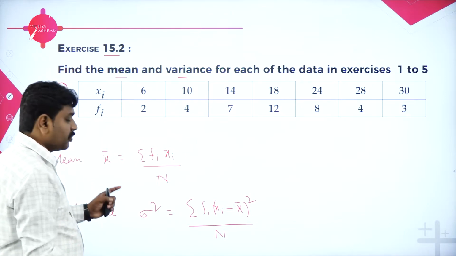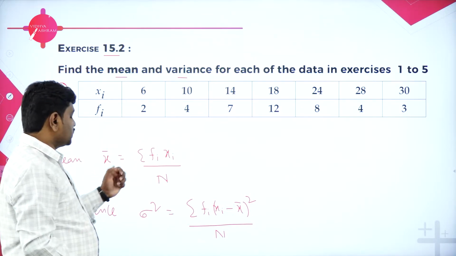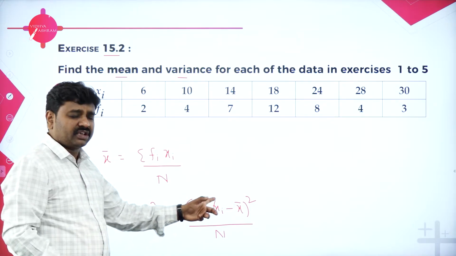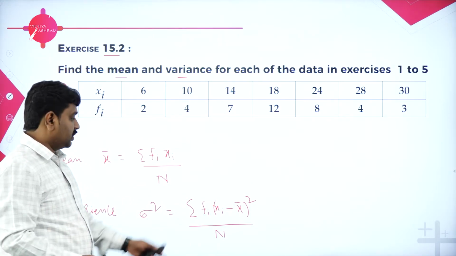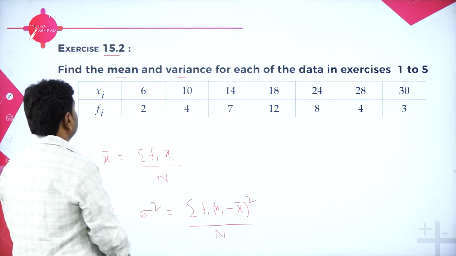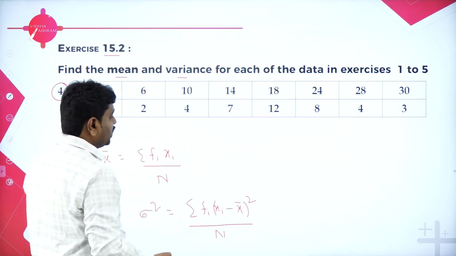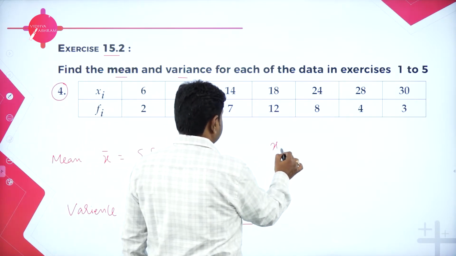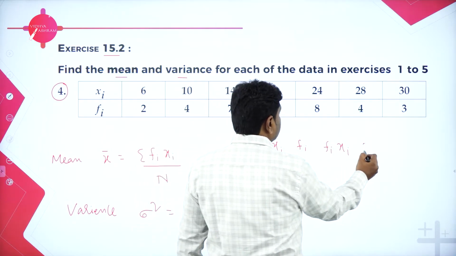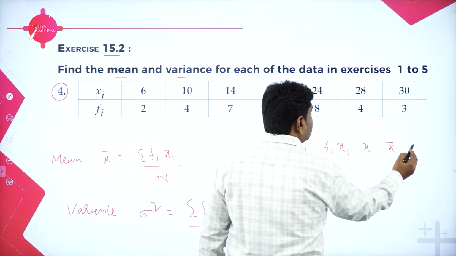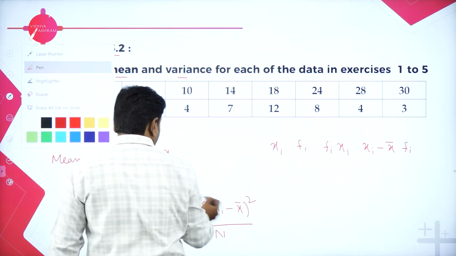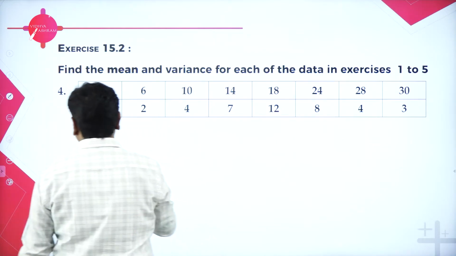See, these two formulas should be thorough. First is mean, sigma fi xi by n, then is variance, sigma square, sigma fi into xi minus x bar the whole square by n. Accordingly, we'll construct the table and we'll solve. They gave the observation. So now table columns. First you should have xi, then you have fi, then you have fi xi, then you'll have xi minus x bar, then you should have xi minus x bar the whole square, because in the formula we have xi minus x bar the whole square also.